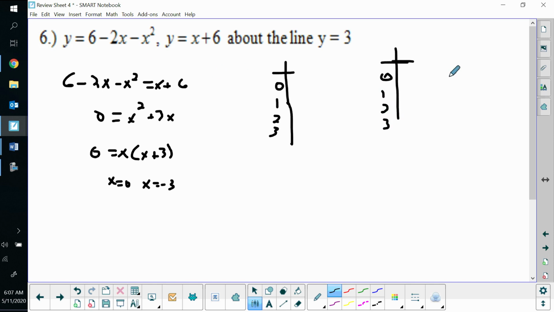All right, so maybe we'll start the line first. We'll do that as the second one. That's the easy one. We just have 6, 7, 8, 9. Over here, we'll get 6 when we sub in 0. When we put in 1, we'll get 6 minus 2 minus 1, so we get 3 back. When we put in 2, we'll have 6 minus 4 minus 4, so we get -2 back. And when we put in 3, we'll have 6 minus 6 minus 9.